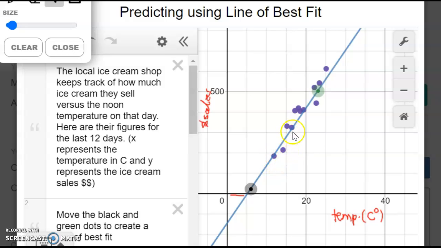That looks like too many, a lot more points above than below. Okay, so I have 1, 2, 3, 4, and I have approximately the same number below and above. Okay, so that's my line of best fit. Then let's move on.